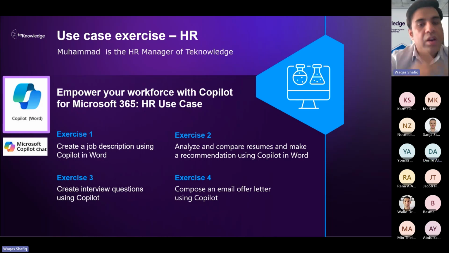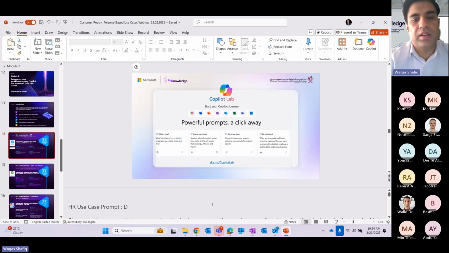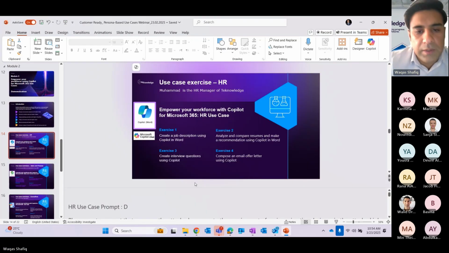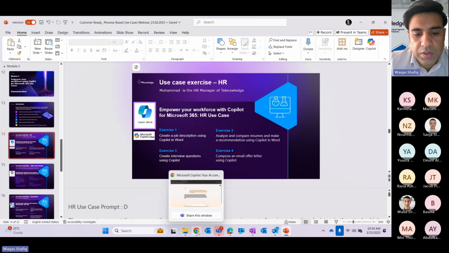Perfect. Okay, so we are going to see now, team, this exercise. I hope this is clear. We will create a job description. We are going to compare three different resumes. We will then create interview questions using Copilot, and we will compose an offer letter. Let's do it in Copilot.